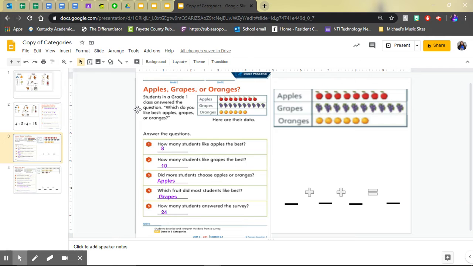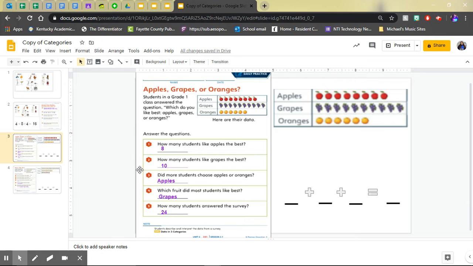How many students like grapes the best? You could have figured this out in 2 different ways. You could count one by one, or you can look to see where the grapes and the apples are the same. So that's 8 because I know there are 8 apples, but then I noticed that there's still 2 grapes left. So 8 plus 2 equals 10. 10 students like grapes the best.